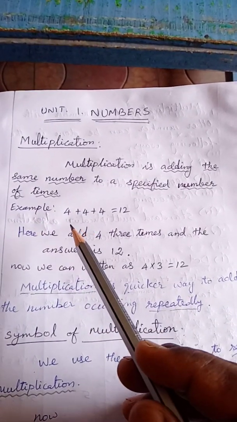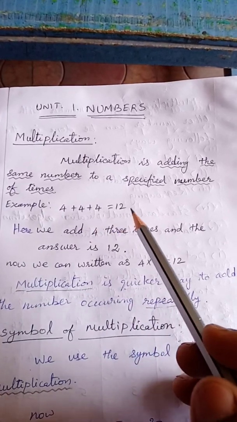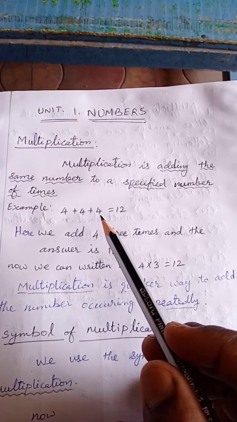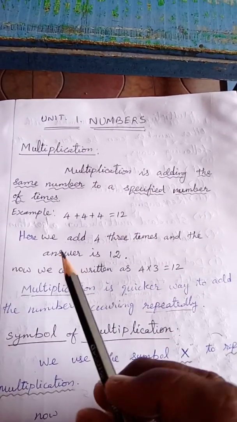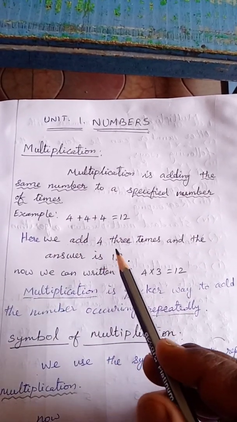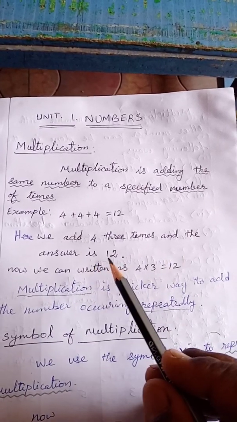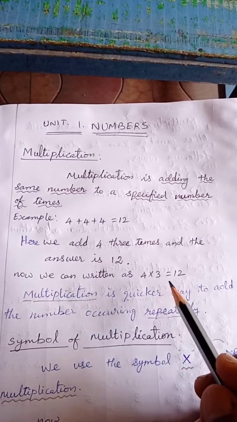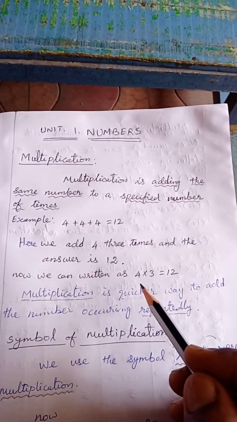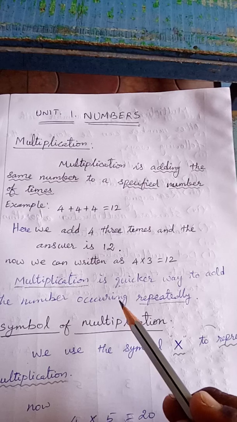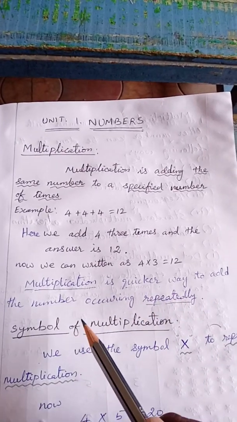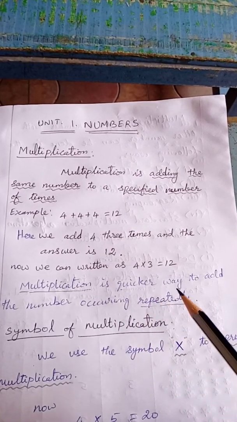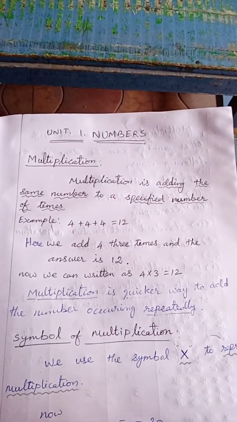Example: 4 plus 4 plus 4 equals 12. So 4 plus 4 is 8, and 8 plus 4 is 12. Here we add 4 three times and the answer is 12. Now it can be written as 4 threes are 12. So that is multiplication. Multiplication is a quicker way to add numbers that occur repeatedly.